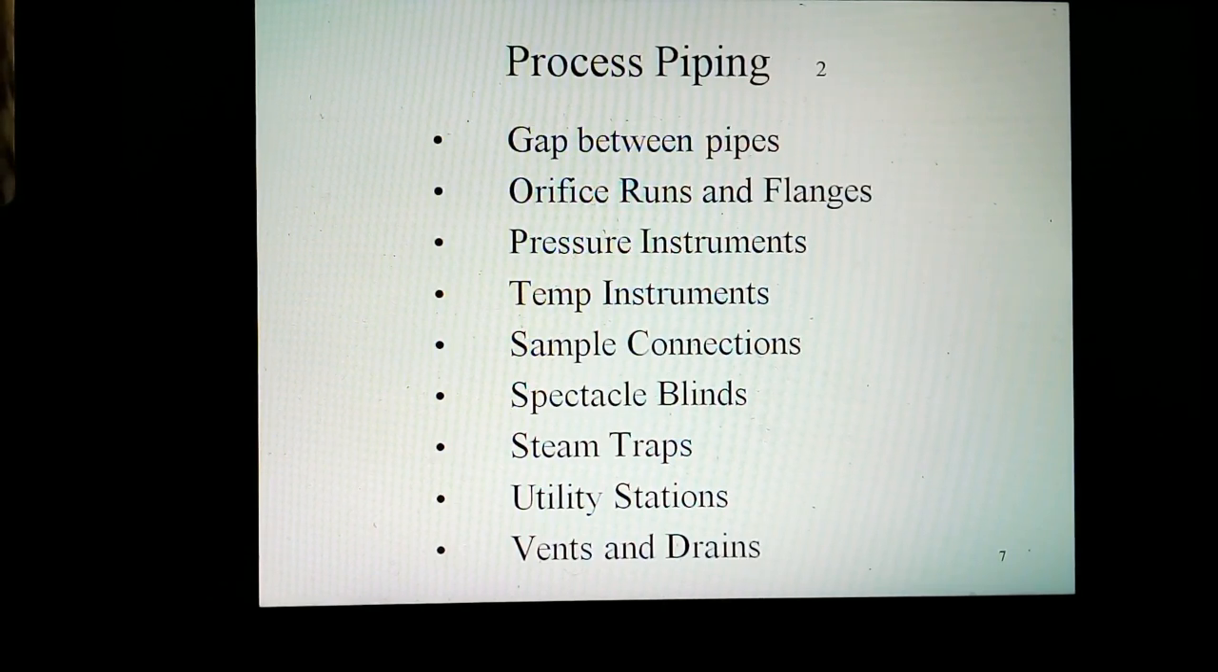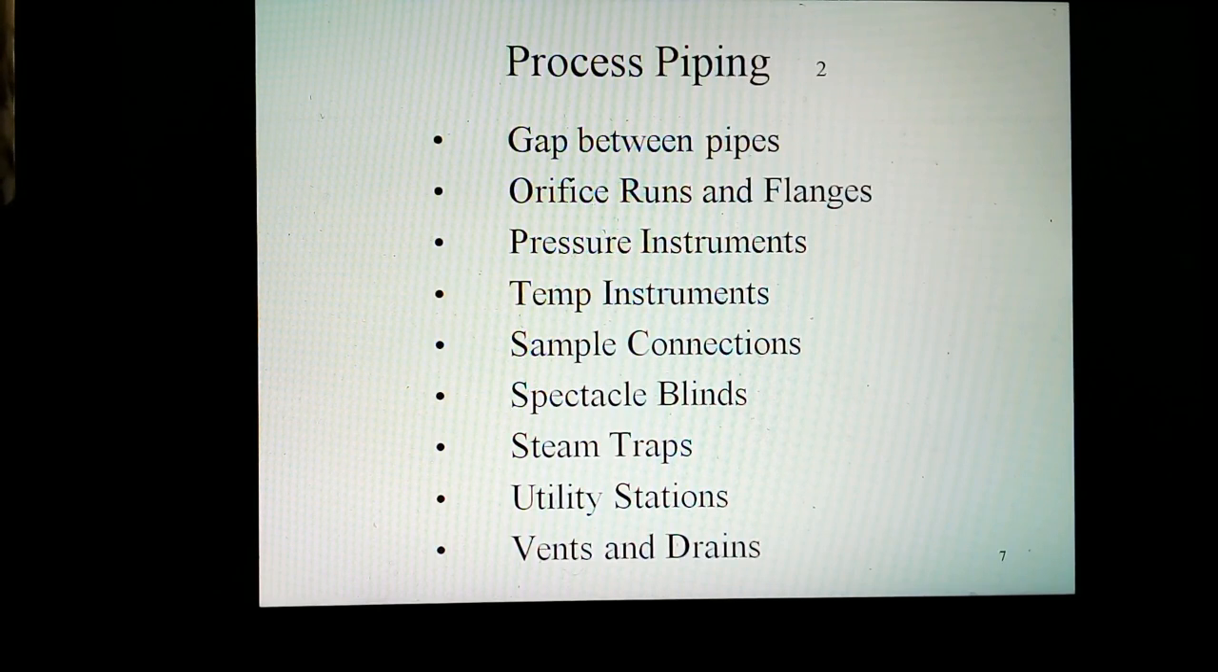Process piping. Gap between pipes. Orifice run and flanges. Pressure instruments. Temp instruments. Sample connections. Spectacle blinds. Steam traps. Utility stations. Vents and drain.